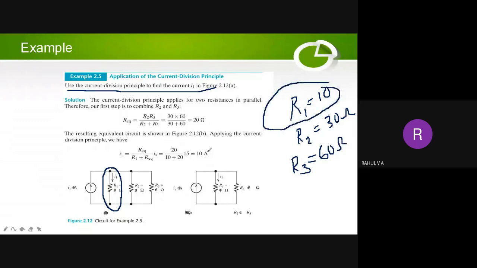So here, the problem with this diagram is that whatever formula we have just studied is for two parallel resistances. But if you look at this diagram, you can see that there are three parallel resistances. Then what you have to do is solve two of these parallel resistances, find the equivalent resistance, and then redraw the diagram as a diagram of two parallel resistances.